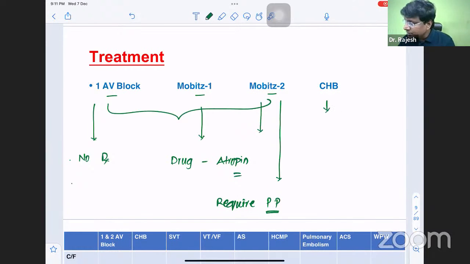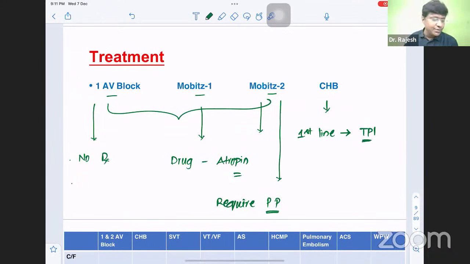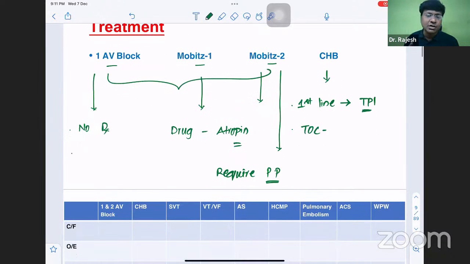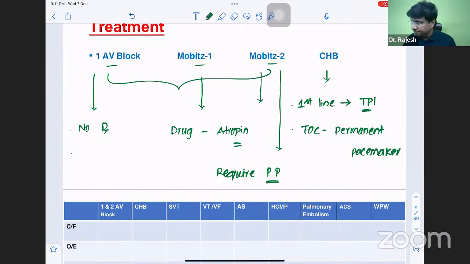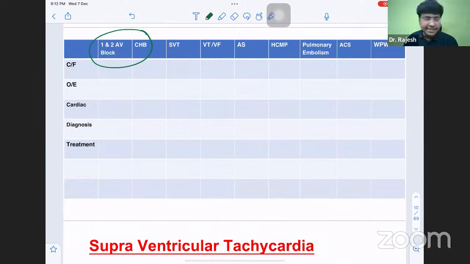Whereas in complete heart block, what will be the first line intervention? The first line intervention is temporary pacemaker insertion. What will be the treatment of choice? If it is a reversible cause for complete heart block, like electrolyte abnormalities such as hyperkalemia, then you treat the underlying reversible cause. If it is an irreversible cause, then they require a permanent pacemaker. So that is about the treatment of complete heart block. Whatever we have discussed now about syncopal attack is first degree AV block, second degree AV block, and complete heart block.